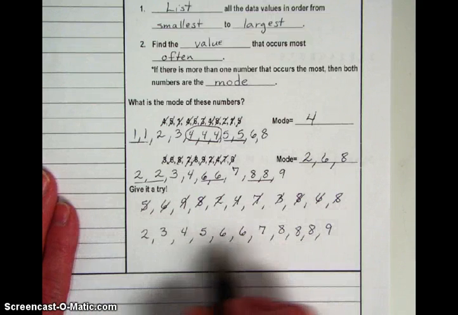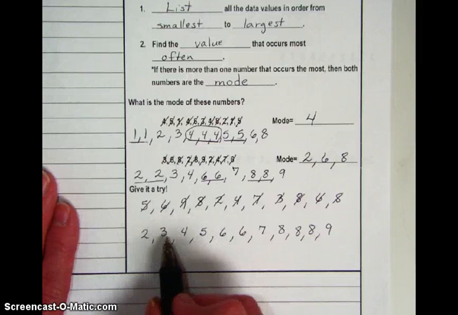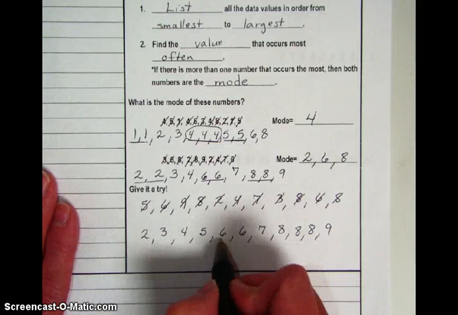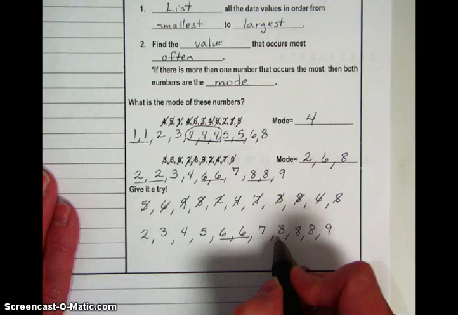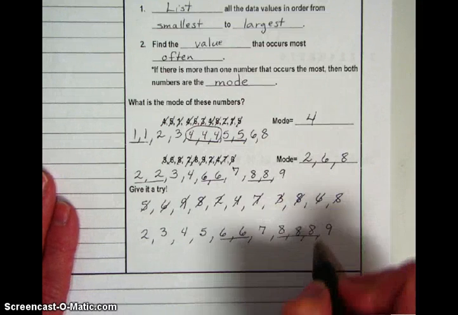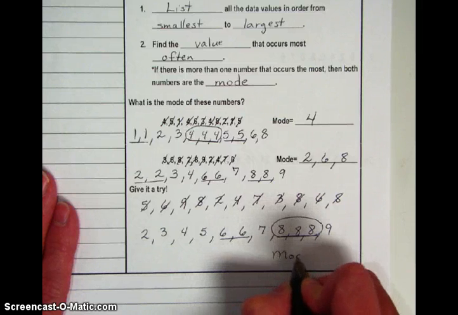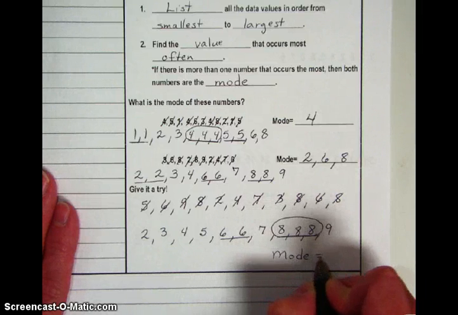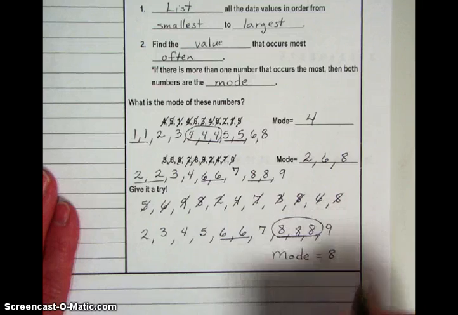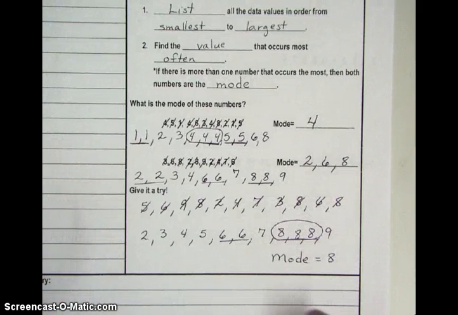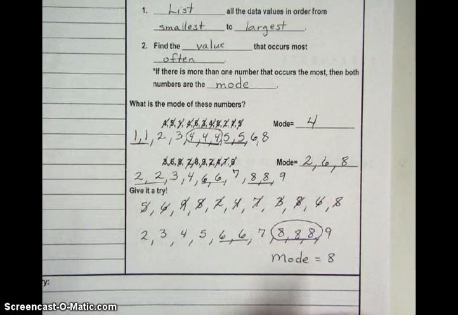And then I'd go through to see if there's any that have more than 1. So 2 only has 1, 3 has 1, 4 has 1, 5 has 1. Well, 6 has 2, 7 has 1, 8 has 3, and then a 9. So 8 has 3, so that is going to be my mode. Now remember, if you have a hard time figuring that out, go ahead and make a little tally chart and take a look at which has the most number of the numbers.